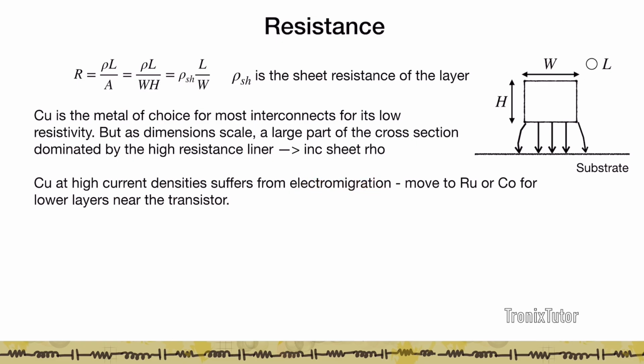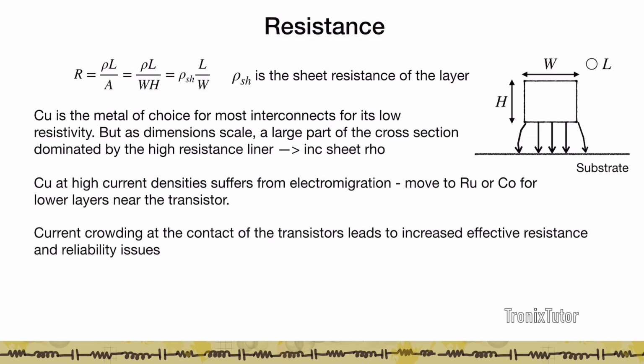So there is a move to refractory materials like ruthenium or cobalt, especially at the lower layers, because most of the lower layers with copper anyway require a liner, and the lower layers tend to have much higher electron densities. Finally, current crowding at the contacts of the transistors also leads to an effective resistance. So when you talk about resistance by itself, it is not as simple as just the sheet rho. There are a lot of other parameters that do impact the resistance of the wire in the chip.